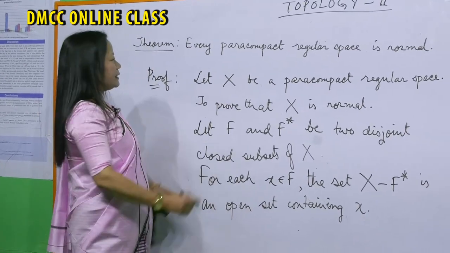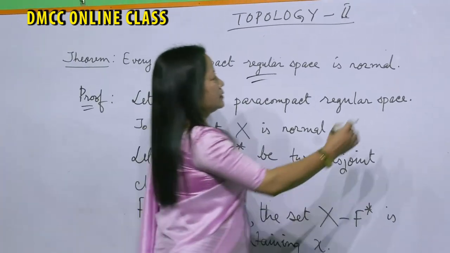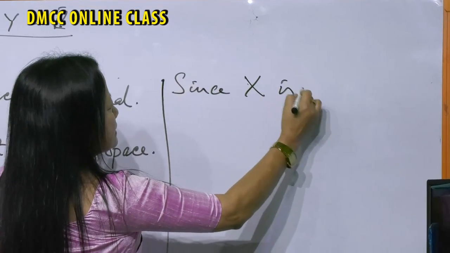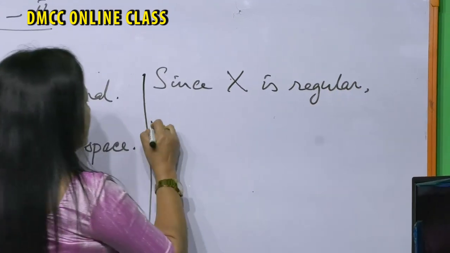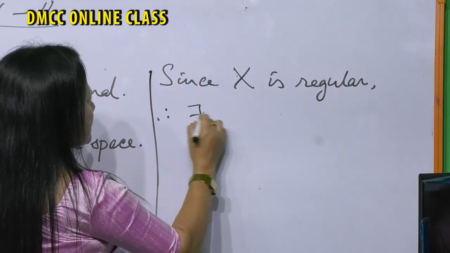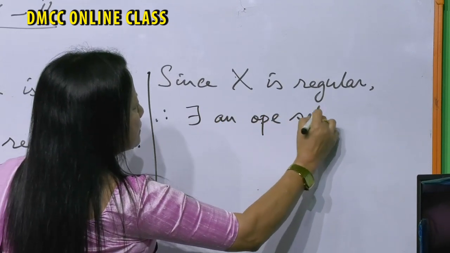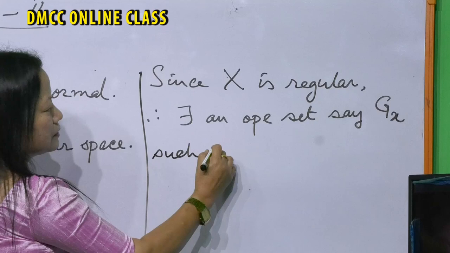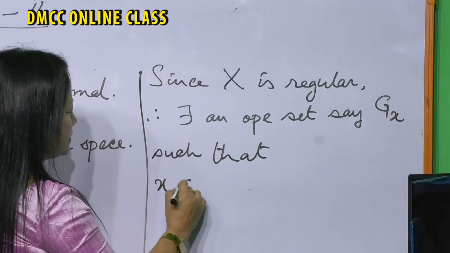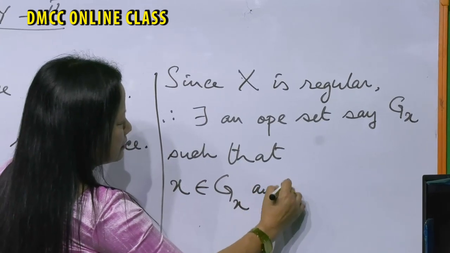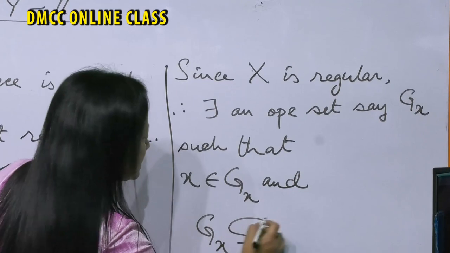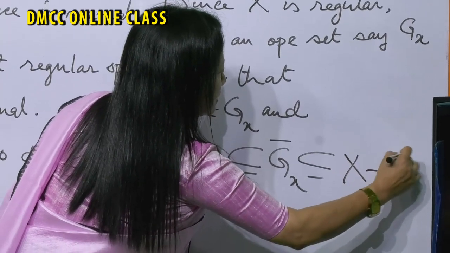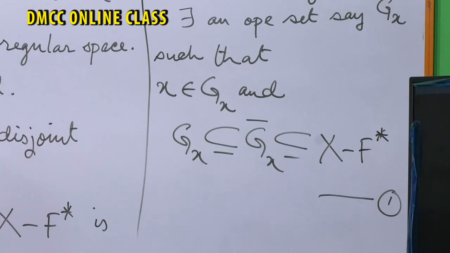Now here again, we will apply the regularity of the space. Since X is regular, therefore there exists an open set, say G x, such that x belongs to the open set G x, and obviously G x is a subset of its closure, which is again a subset of X minus F star. We call this equation number one.